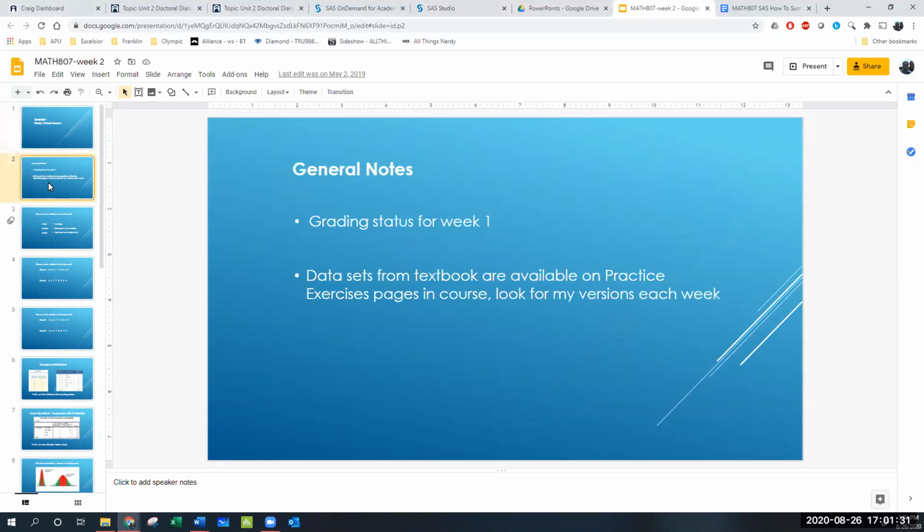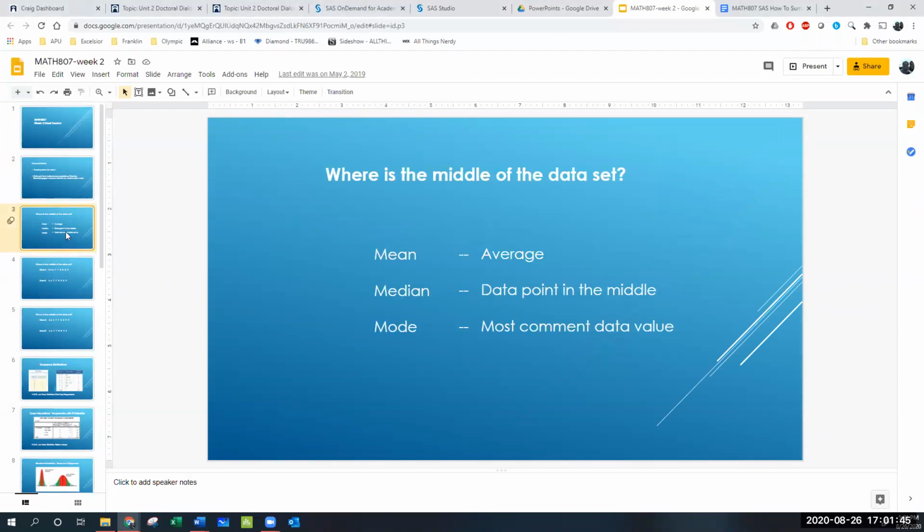This week is really all about descriptive statistics. Now, these notes are in the Google Drive. If you want to read through them, it's going to give you a bunch of information that I'm just going to skip on through. I'm just going to talk about the stuff really quickly.